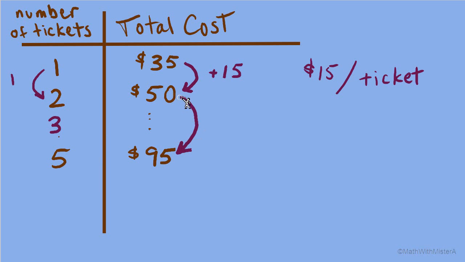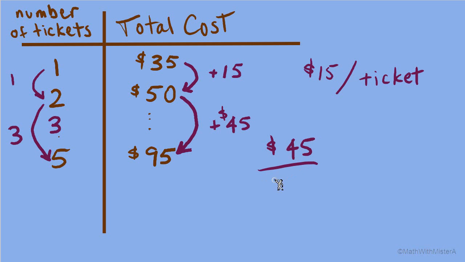From $50 to $95 is an increase of $45. But how many tickets were in that increase? It went from 2 tickets to 5 tickets. That was an increase of 3 tickets. So the rate of that change is $45 per 3 tickets.